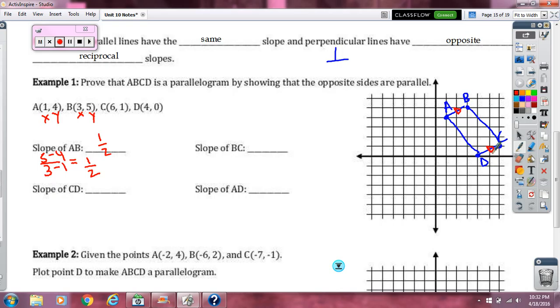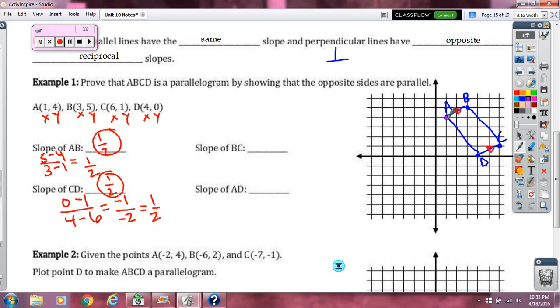You could go down to CD, same exact thing. Y minus y, so 0 minus 1 over x minus x, so 4 minus 6. That's negative 1 over negative 2, and a negative divided by a negative is a positive. So you could use slope formula to check and see, oh cool, these two have the same slope, I've got parallel lines. Or something that I like better is just counting the slope out on the graph, rise over run style.